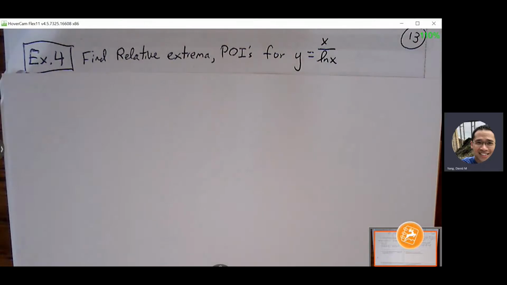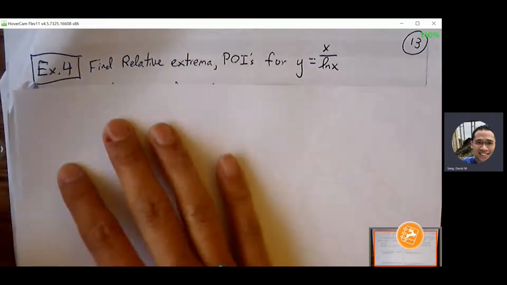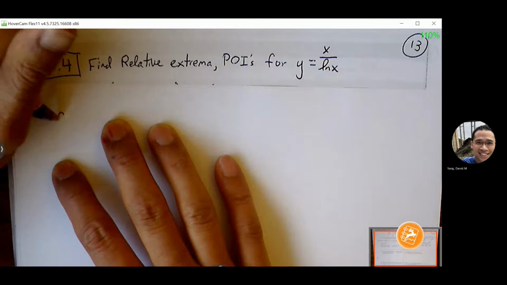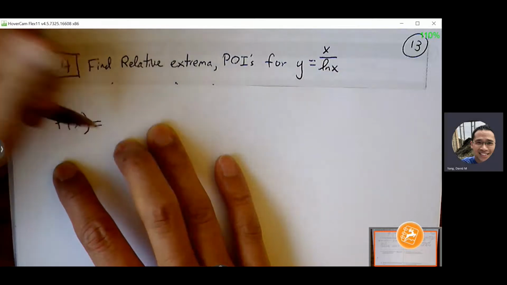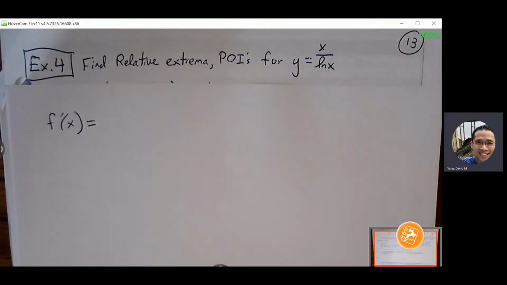Find relative extrema, POI for y equals x over natural log of x. So relative extrema, we have to define f prime, find critical points, populate sign line. Okay, so let's start that process here. So I want to find y prime, or I call it f prime, doesn't matter. What rule is involved here if I want to find the derivative? Quotient rule, okay? F prime g minus f g prime all over g squared.